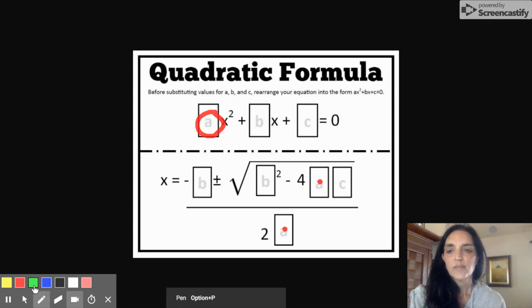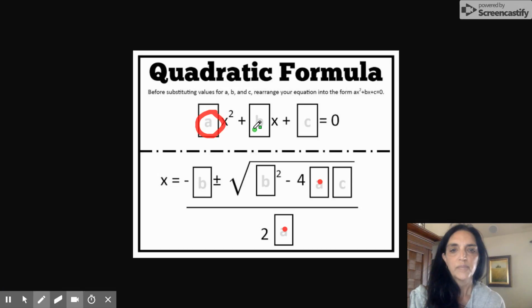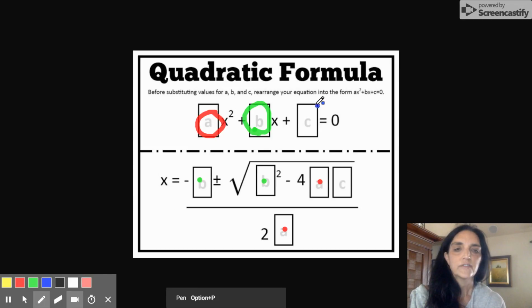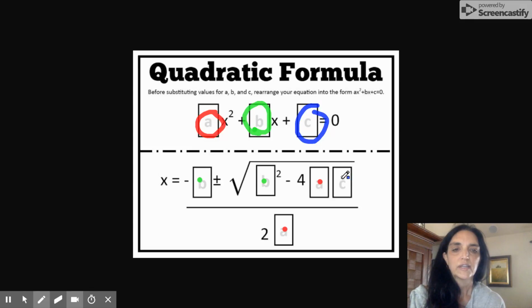And then we'll come back up and find our b coefficient, and that same b coefficient gets plugged in here and here. And then we take our c coefficient and plug it in here. And then we just do our math using the correct order of operations.